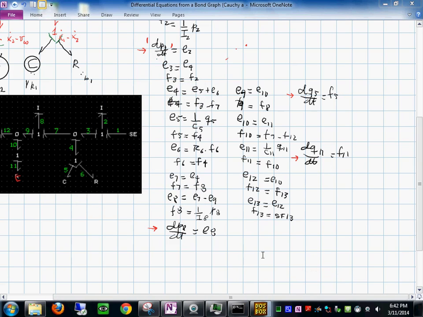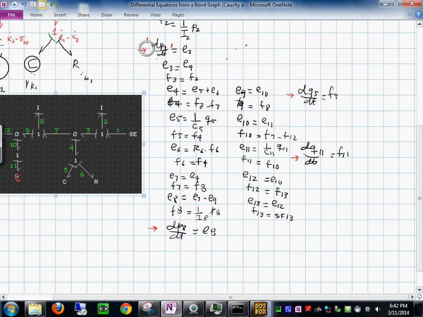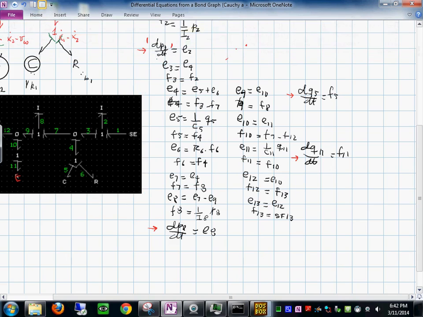Okay, now we're going to get the Cauchy form of the equations. So we need 4 equations. The very first thing we're going to do is follow each one of those equations and find out those 4.